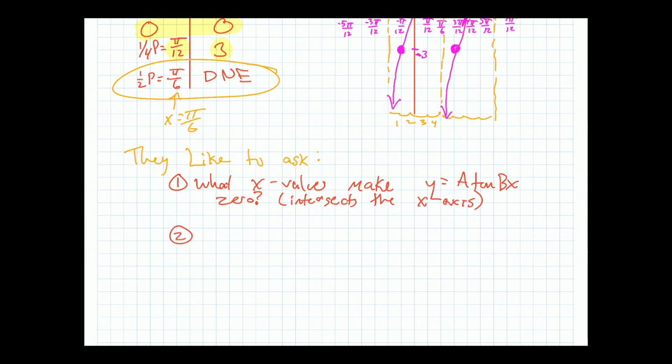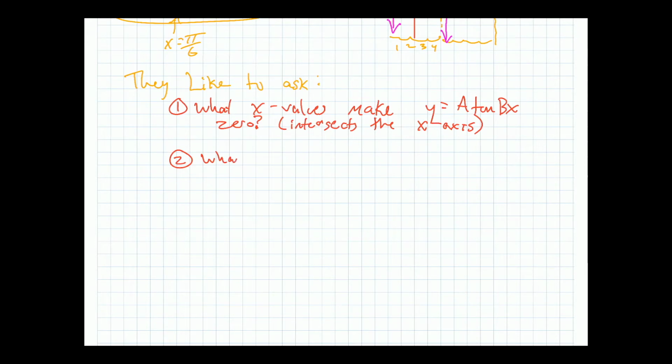And then the other question they like is what x values make y equals a tan bx. Well, not make it. For what x values does y equals a tan bx have an asymptote, have vertical asymptotes?